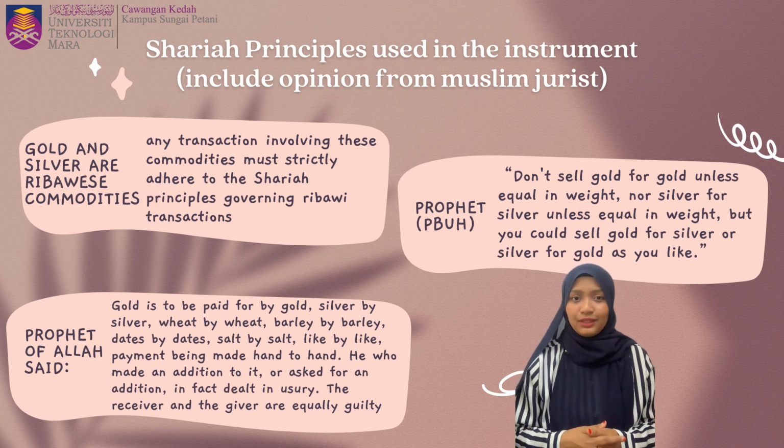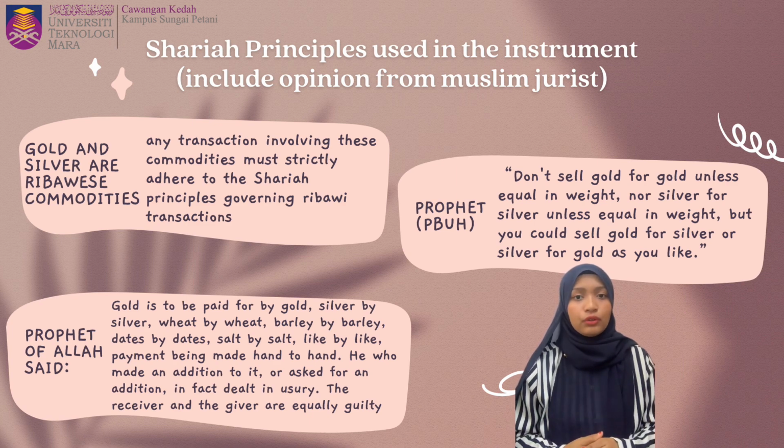So, what are the Shariah principles that can be related to this instrument? Let me continue. Gold and silver are ribawi commodities. So, any transaction involving these commodities must strictly follow the Shariah rules for ribawi transactions.